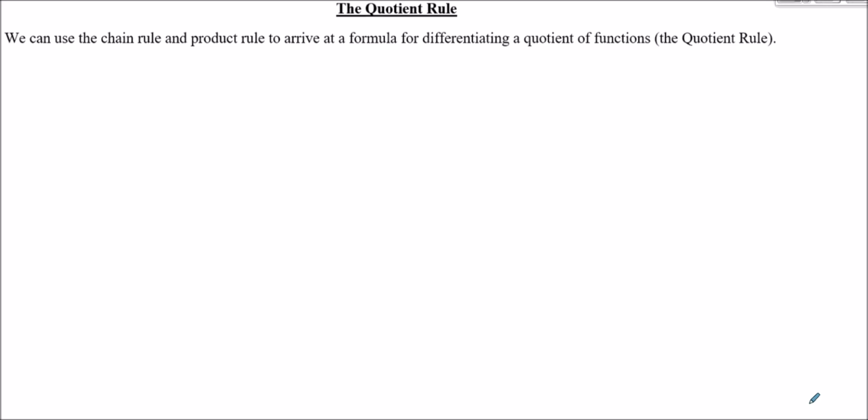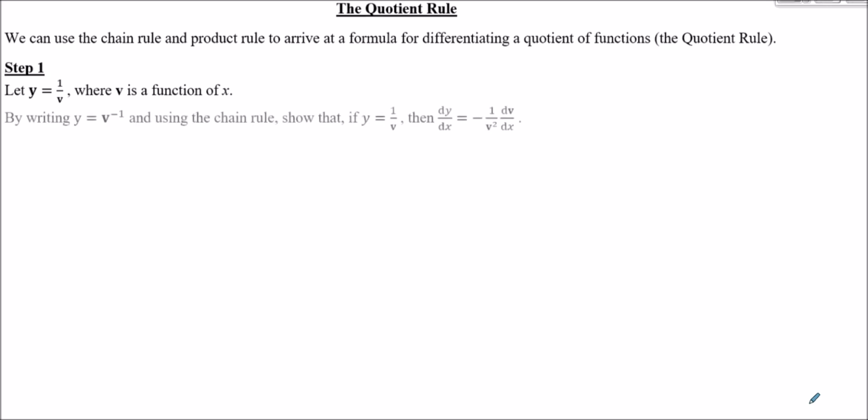So a compound function, and this can be differentiated with a formula we're going to show here, called the quotient rule. So, step 1, this is how to prove it using the product rule, which hopefully you're a bit more familiar with by now. So, set y to be 1 over a function v, where v itself is a function of x. So if you just write y equals 1 over v as v to the power minus 1, so writing the function in index form and using the chain rule, what we can show is that if y is 1 over v, then dy by dx is minus 1 over v squared times dv by dx.